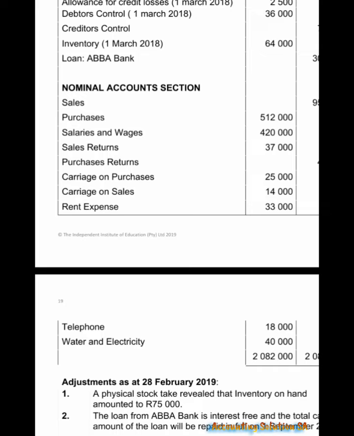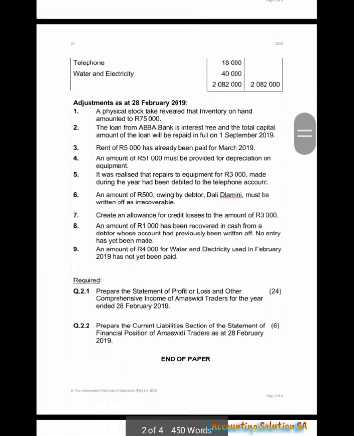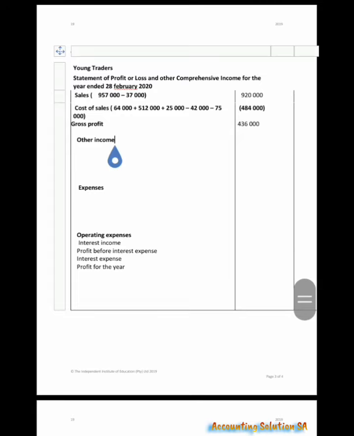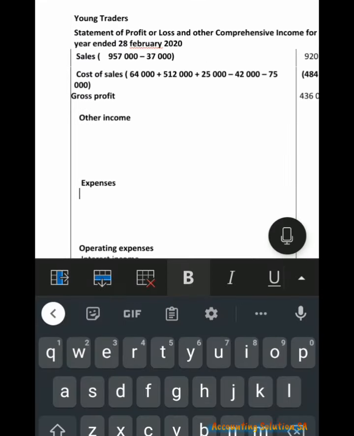Okay, then we have a purchase return, we adjust this one. Carriage on purchase, we adjust it. Then we have a carriage on sales. A carriage on sales is an expense. In other words, this is the transport that we paid when we deliver to our customer. So we paid the expense for transport, which is 14,000. Okay, it's gonna fall under expenses.